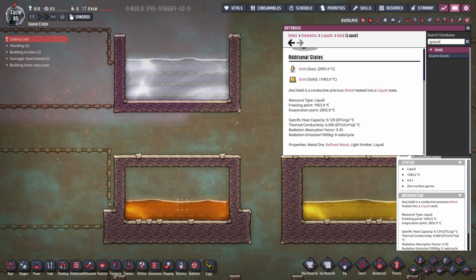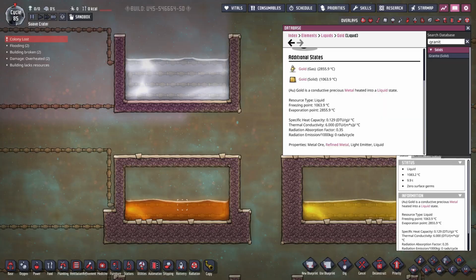If we compare the salt water to the gold, we can see that the gold has a thermal conductivity of 6, which is much higher than the salt water, which means that the gold would transfer heat much faster than the salt water. To sum up our comparison, the gold would take much less time to cool down or to be heated up because it has a low specific heat capacity compared to the salt water, and the gold would transfer heat much faster than the salt water because it has a higher thermal conductivity.